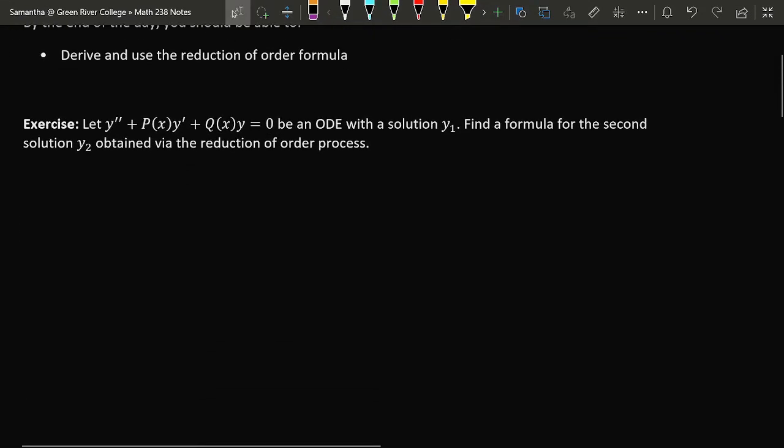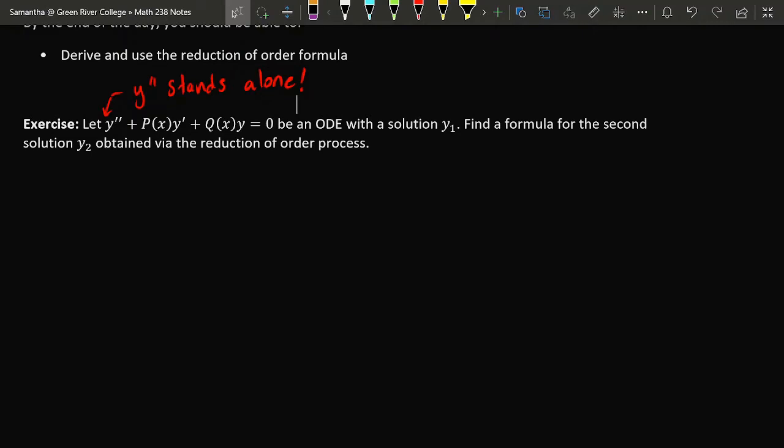Now, to begin with, before you even get started using this formula, you need to rewrite your differential equation in the proper format. If you're going to use this formula, you need to rewrite this expression so that y double prime stands alone. Once you've done that, you're left with a differential equation that has y double prime by itself, a function of x times y single prime, and a function of x times y equals 0.